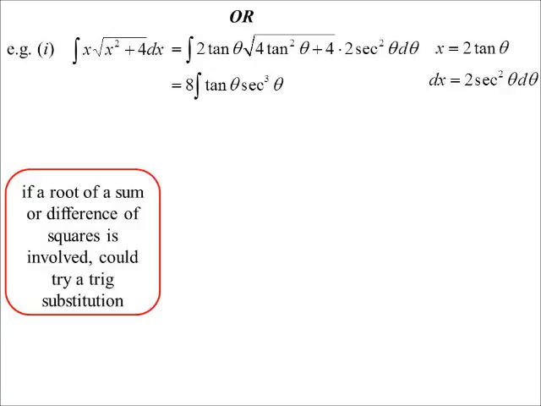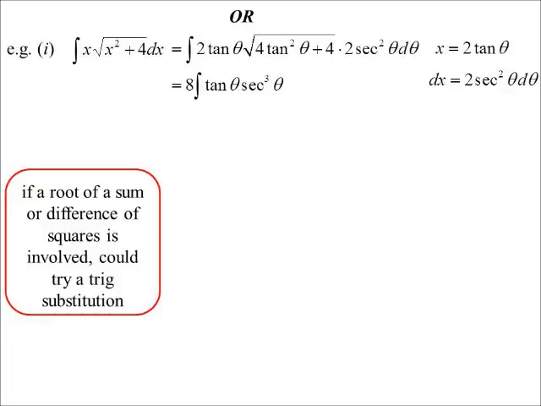So I get 2 tan theta for the x. I know it looks nastier. The square root of x squared plus 4 becomes the square root of 4 tan squared theta plus 4, and then times the dx. The dx is 2 sec squared theta. So yes, it does look nastier. I've got 2 times 2, square root of 4 is another 2, so 8 out the front.